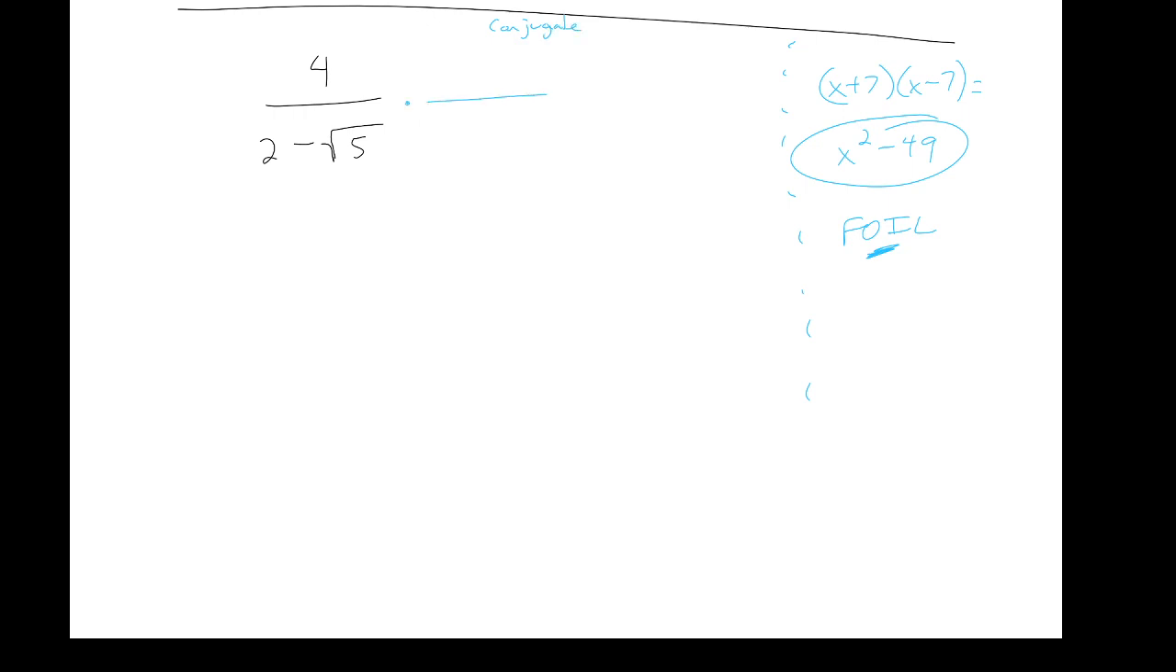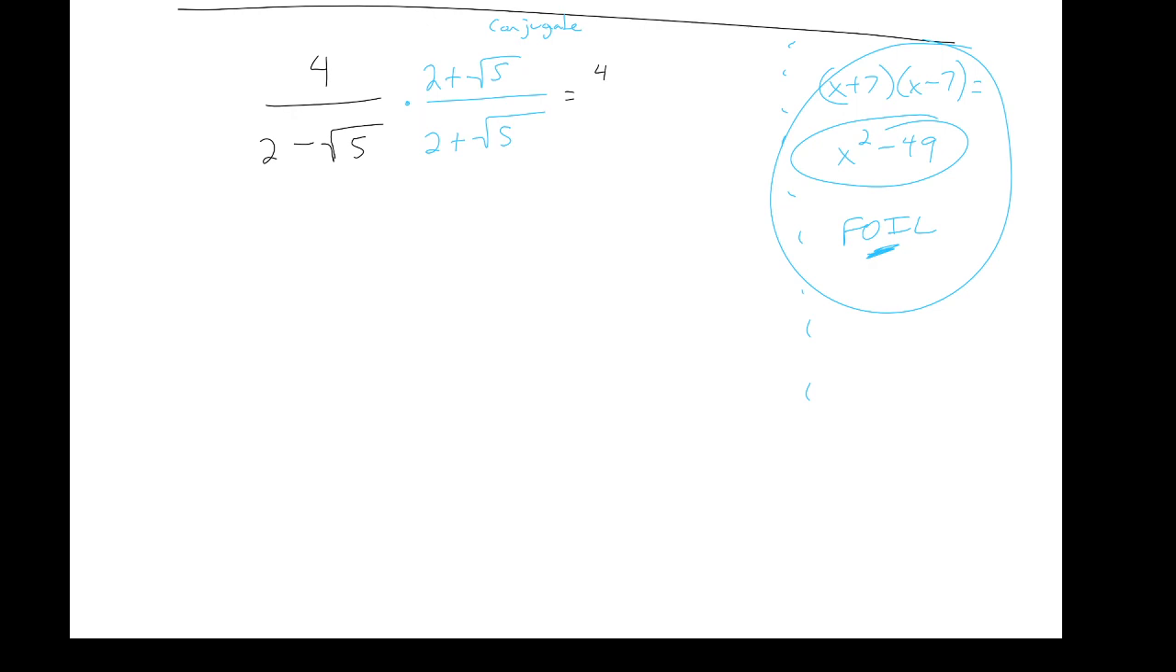We need the conjugate of this because we have a radical in the denominator. So all we do is rewrite this, but change the sign of the second term. Rather than 2 minus rad 5, we're going to do 2 plus rad 5. It's going to help us get back to this difference of two squares. And again, since we're multiplying by 1, we do the exact same thing in the numerator. Watch the result.